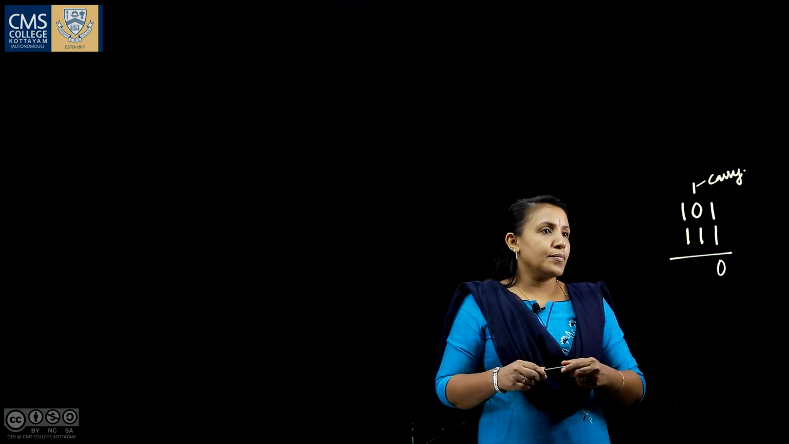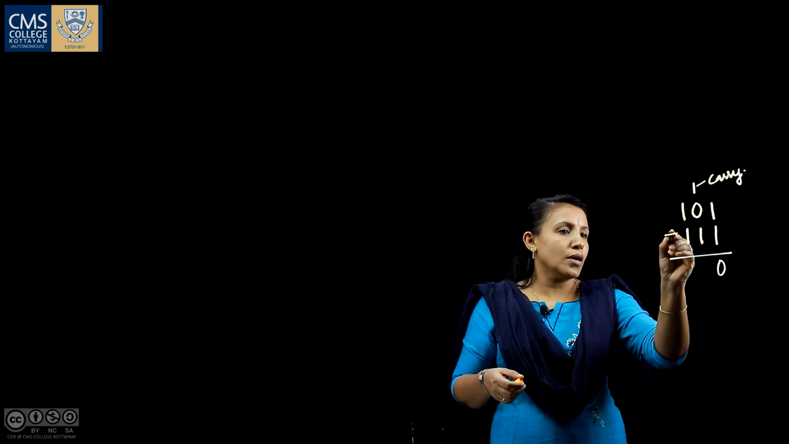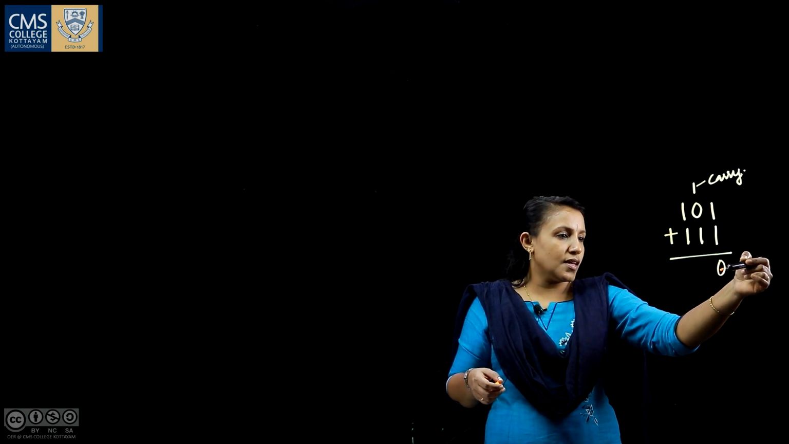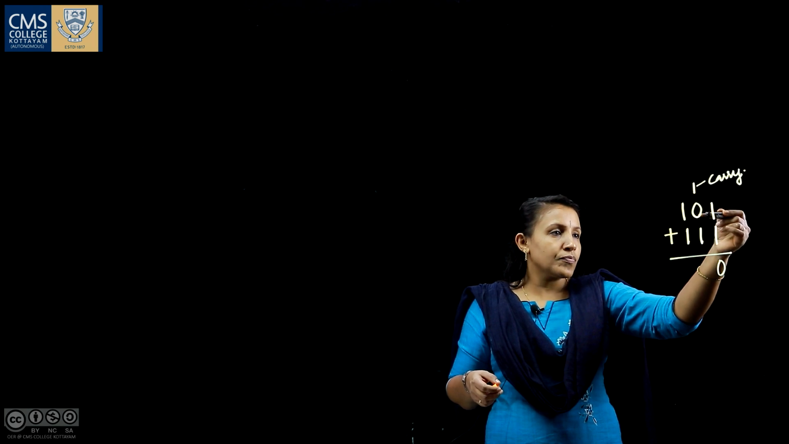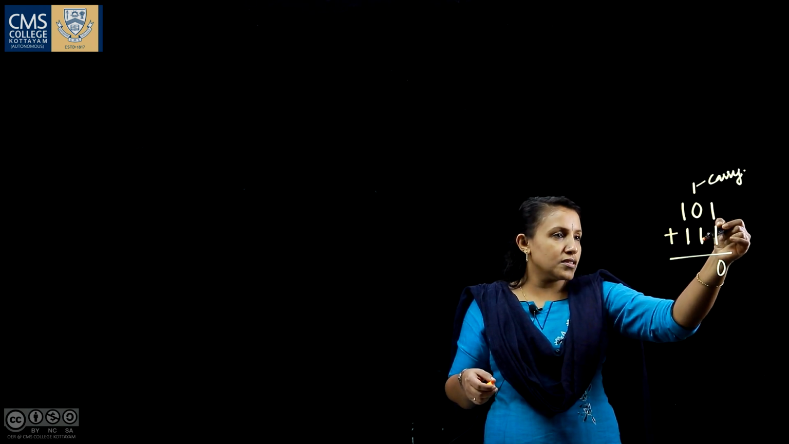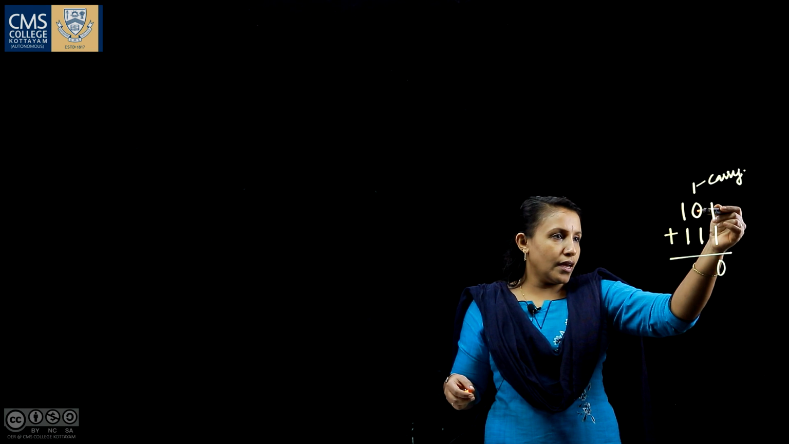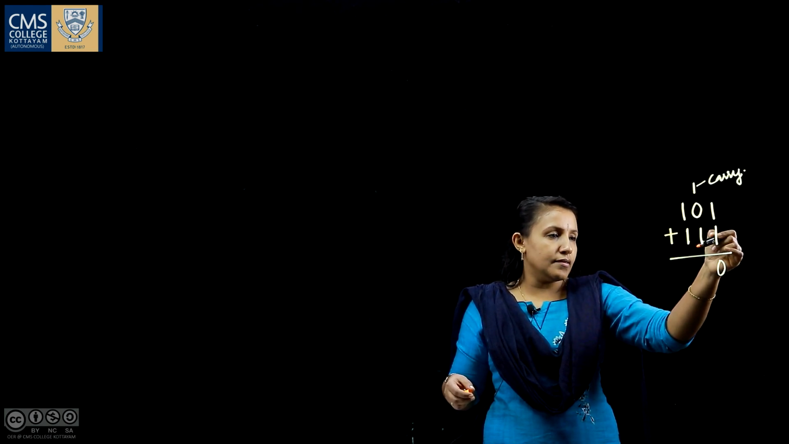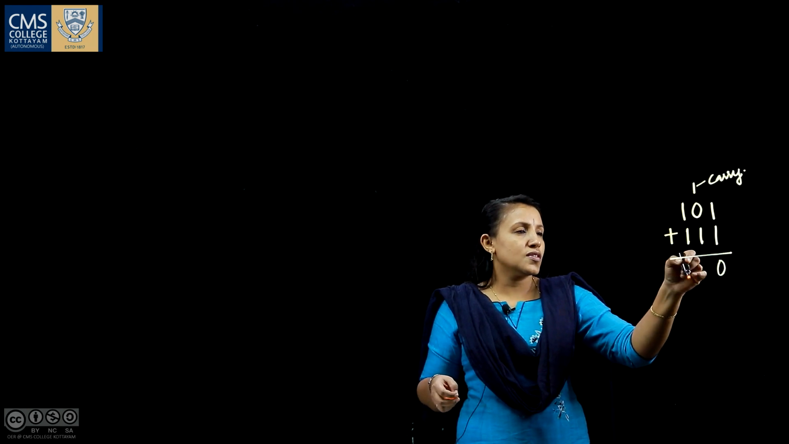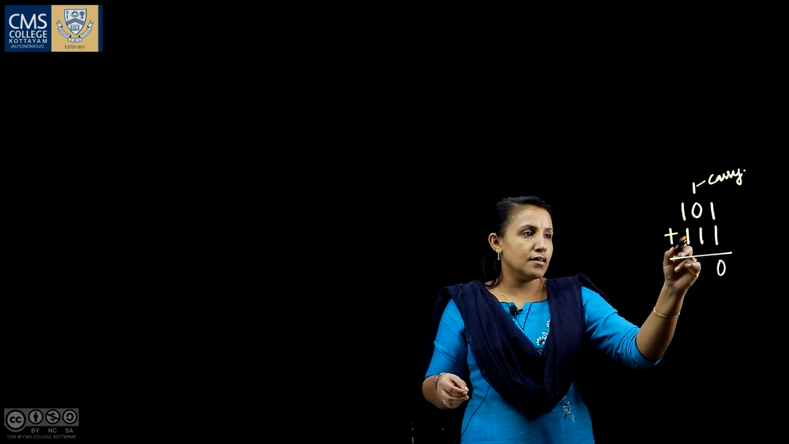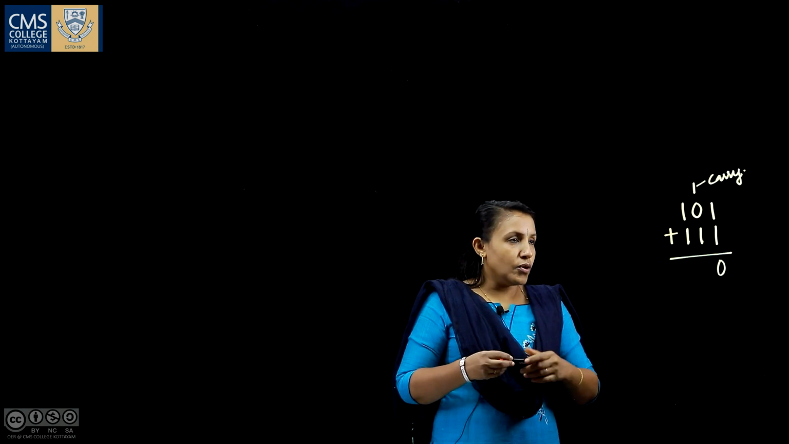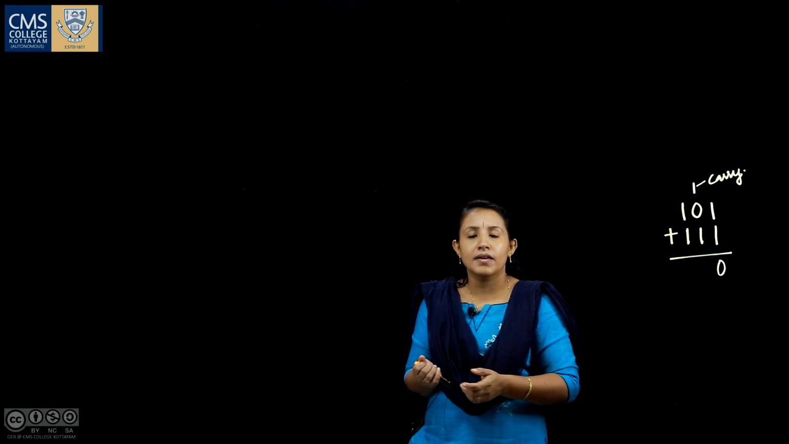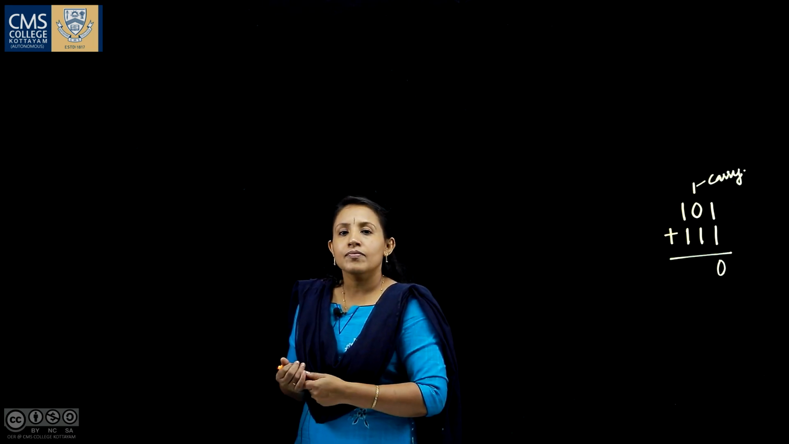Look at this example of addition of two numbers. 1 plus 1 will give you a sum of 0 and a carry of 1. If you need to add these numbers using a half adder, you can add only these two inputs, but the carry will not be added. So, using a half adder, you will not attain the answer. This can be fulfilled by using a full adder.